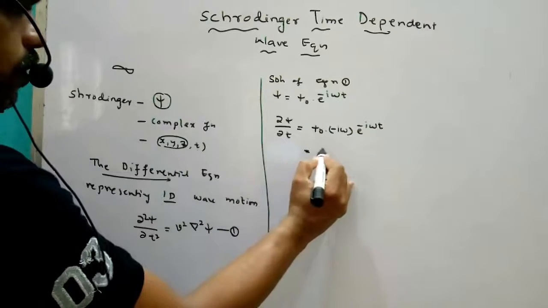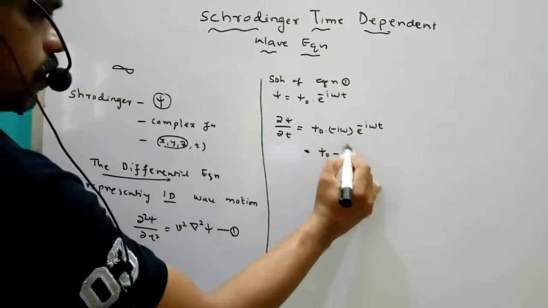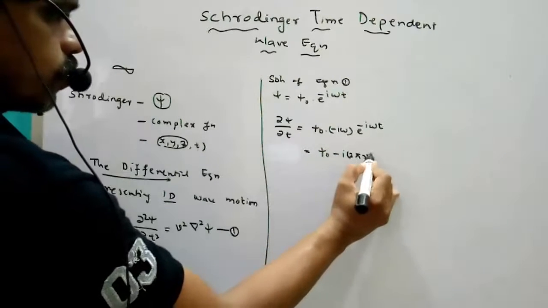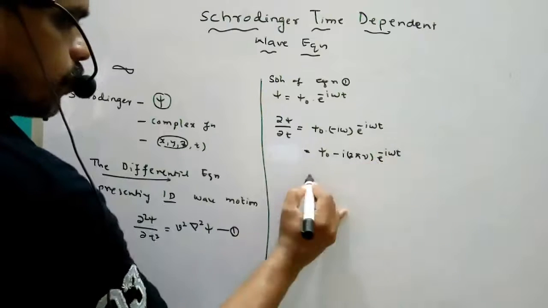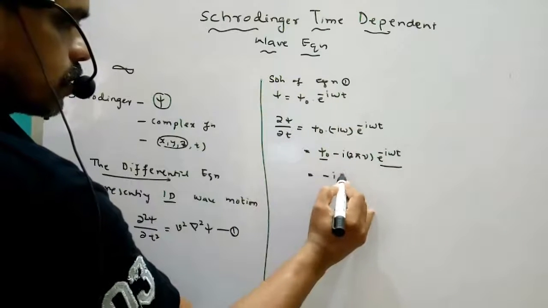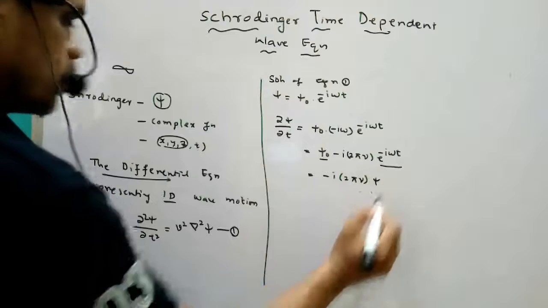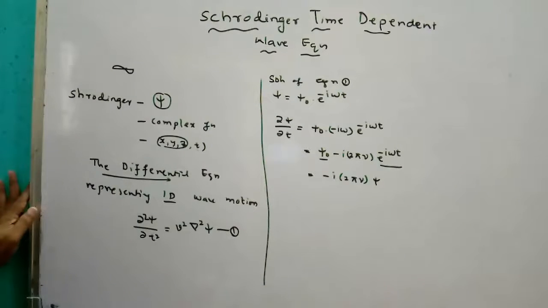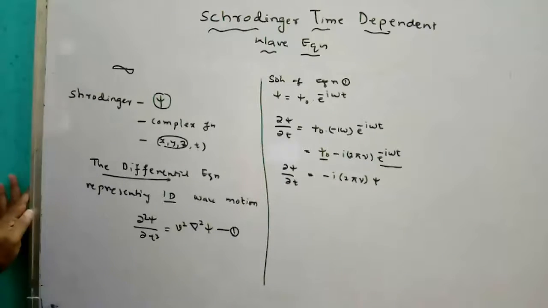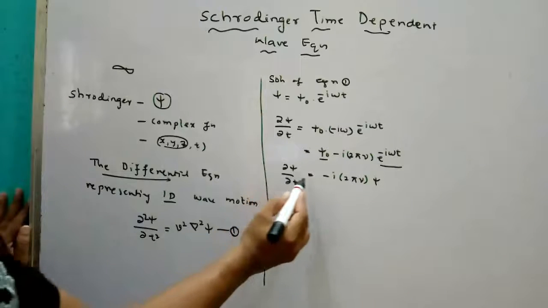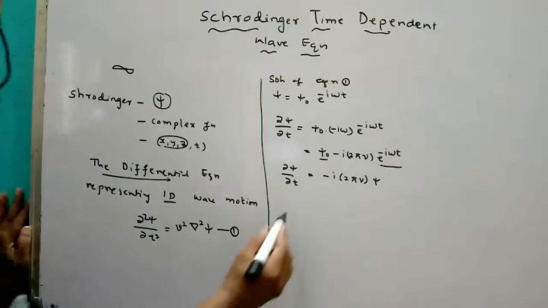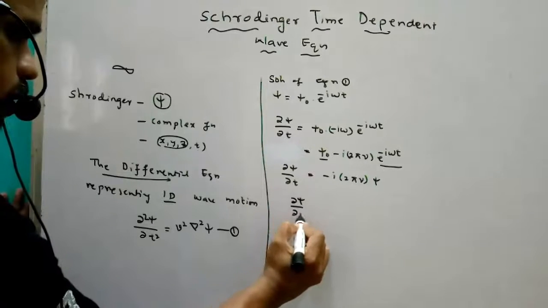So here omega is the angular velocity. Now I am introducing omega equals 2 pi nu. Psi naught e power minus i omega t is nothing but psi, so we get minus i 2 pi nu into psi. So dou psi by dou t equal to minus i 2 pi nu into psi.